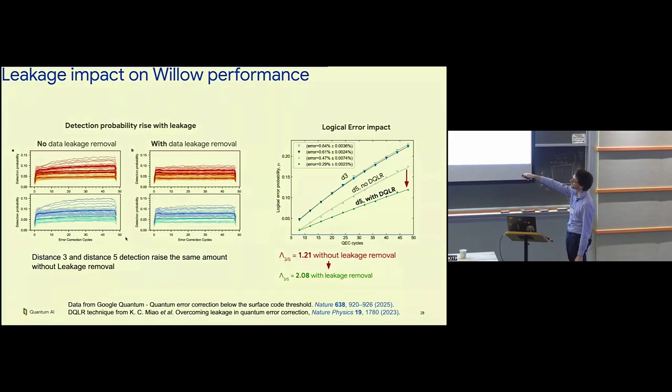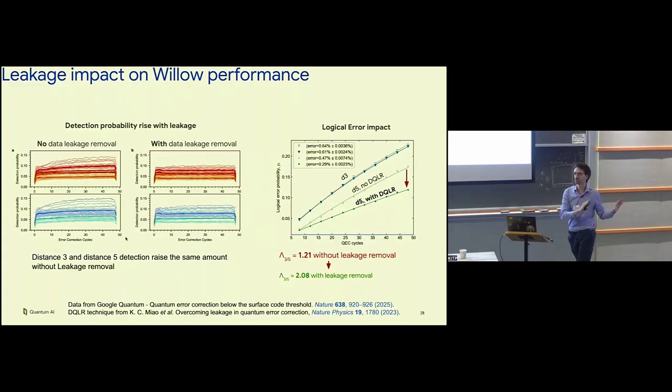What this means is that you have an error that starts to accumulate over time and that creates more and more logical error. And this is not necessarily a problem for small distance, because if you look at the logical error rate with and without this technique, you see that there is almost no impact for a small distance. And this makes sense because a distance three is just sensitive to one error. So as soon as you get one leakage, you get the error. So there is not much difference between having data leakage removal or not for small distance.